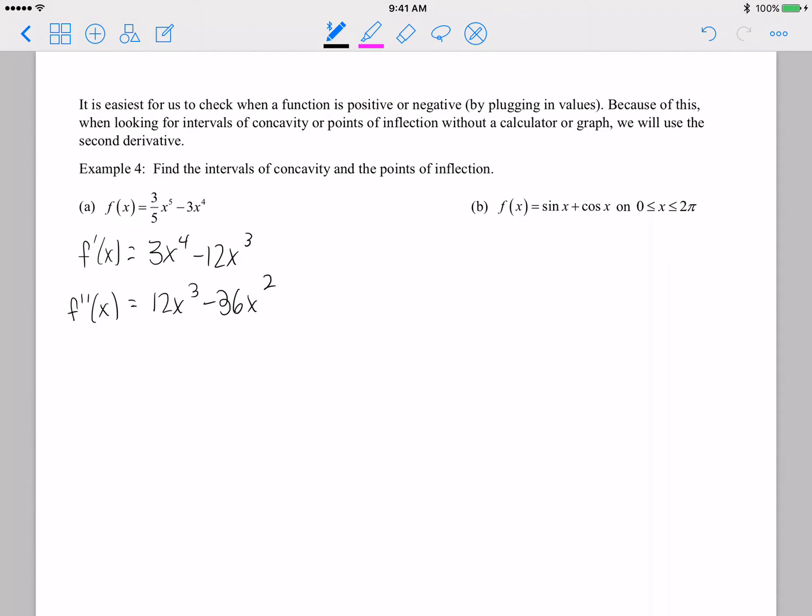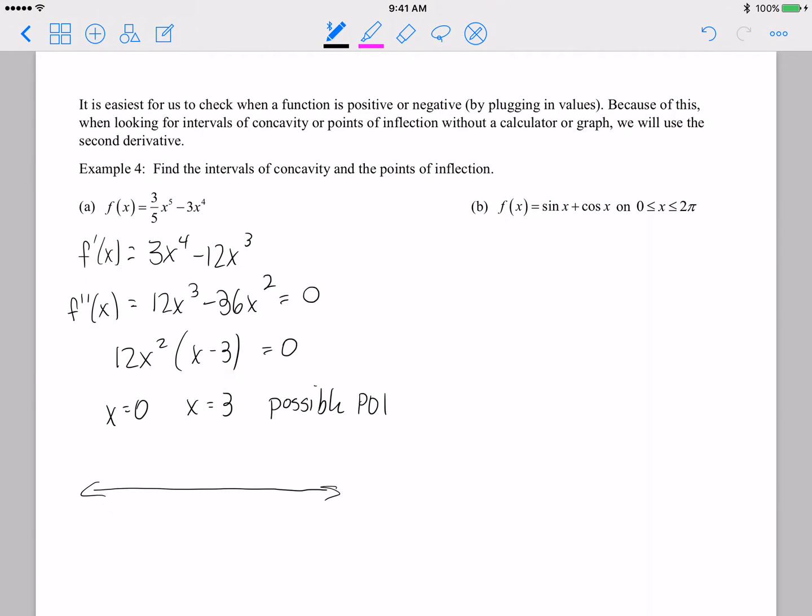And remember, I'm taking the second derivative because the question is asking me about concavity. Okay, so this is going to equal 0. I'm going to go ahead and factor out what can be factored out. And in this case, that's a 12x squared. And that's going to leave me with an x minus 3 equals 0. Okay, so if I set both of those factors equal to 0, I'm going to get x equals 0 and x equals 3. And these are what are called my possible points of inflection. And the reason they are possible points of inflection is because I have to actually test whether or not they are points of inflection by seeing if there is a sign change in the second derivative.